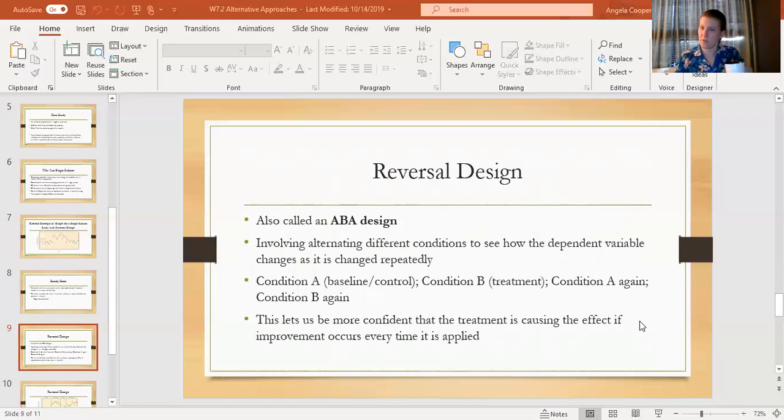Okay, so reversal design. I showed you a graph depicting reversal design. This is also called an ABA design, which I think is funny because it's used a lot in ABA. It could be because it's named after applied behavioral analysis, or it could be because it's condition A and then condition B and then condition A again. You decide. It kind of works both ways.